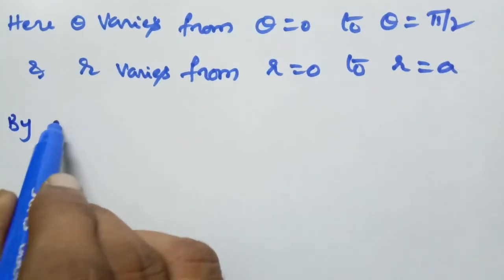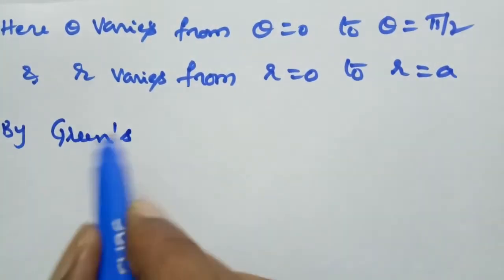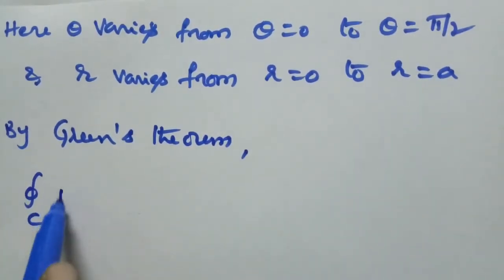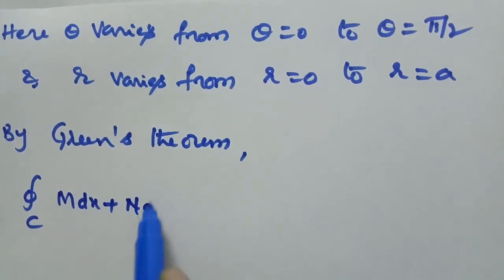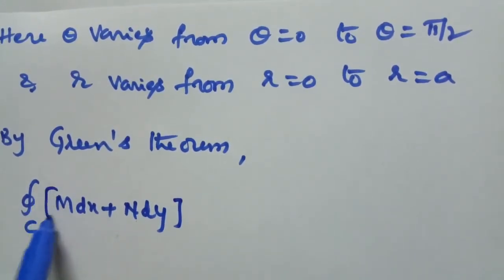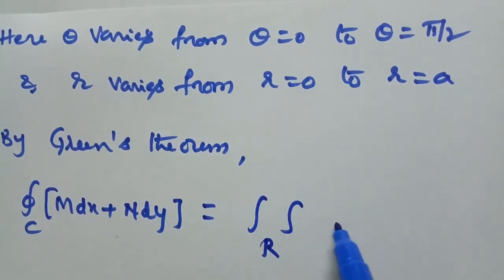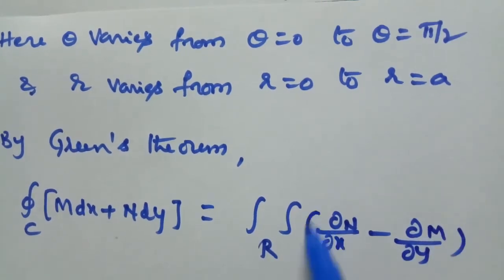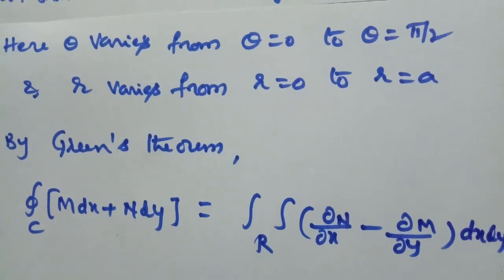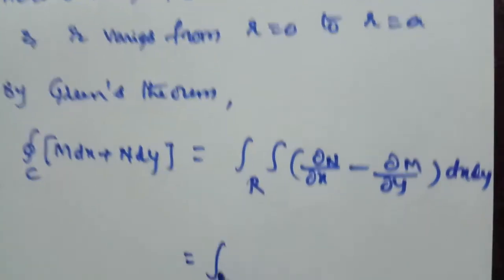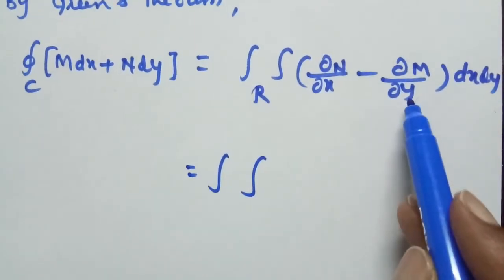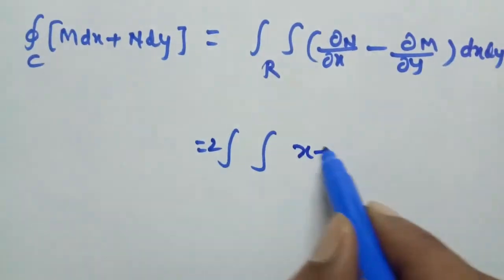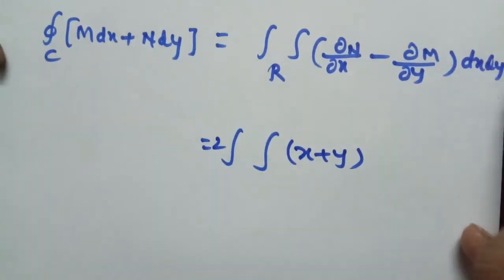By Green's theorem, we have integral over C m dx plus n dy equal to double integral over R of dou by dou x of n minus dou by dou y of m into dx dy. This value we already calculated: dou by dou x of n minus dou by dou y of m is 2 into x plus y. We are writing 2 outside.